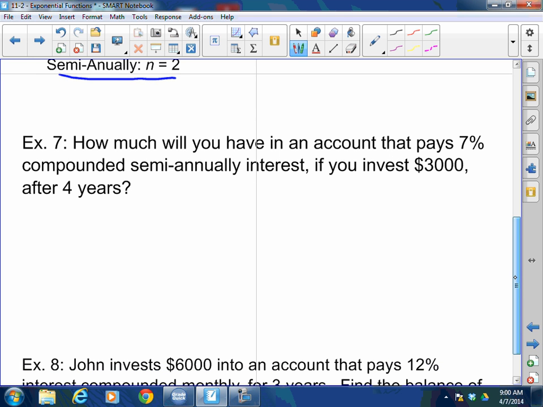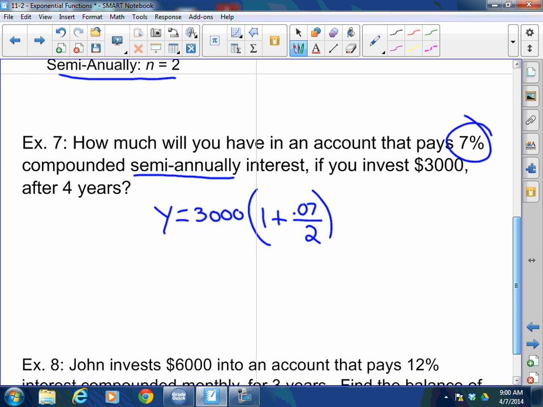How much will you have in an account that pays 7% interest compounded semi-annually if you invest $3,000 after 4 years? Y equals A, my original amount, times 1 plus R, my R is 7%, so 0.07, divided by N, the number of payments, semi-annually, 2, to the X number of years times N number of payments. Literally, that's it. Be careful inside of here when you're doing this in your calculator.